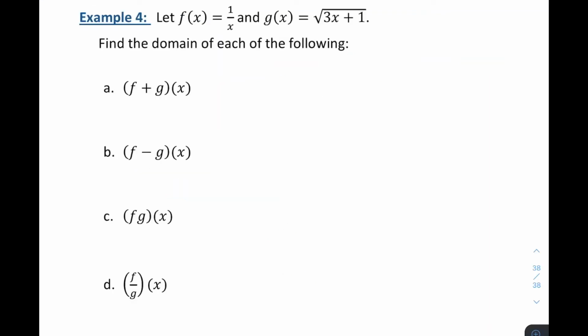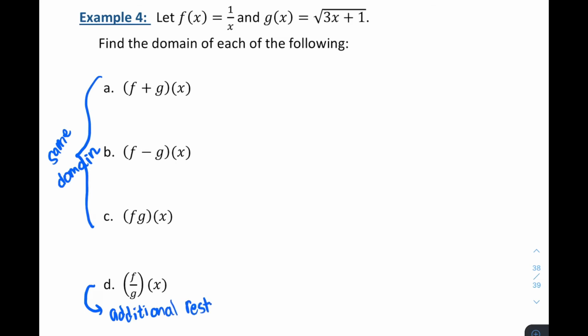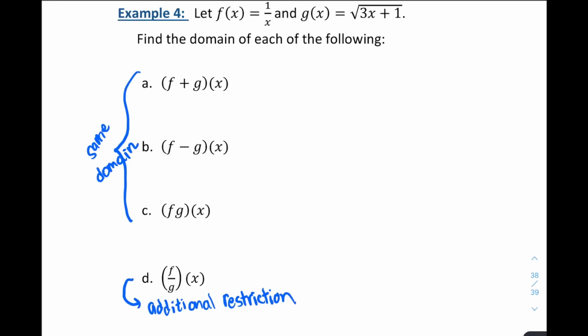We looked at the domain of just single functions. Now we're going to look at the domain of some different function operations. So the nice thing on these is whether you add, subtract, or multiply functions together, it's not going to change the domain. Those three are all going to have the same domain. But when you throw in some division, like on D, then we're going to have to check for possible additional restrictions because we can't include anything that would make us divide by 0. So if g of x equals 0, we're going to have to throw that x value out.